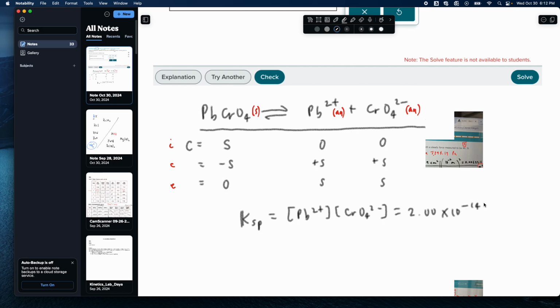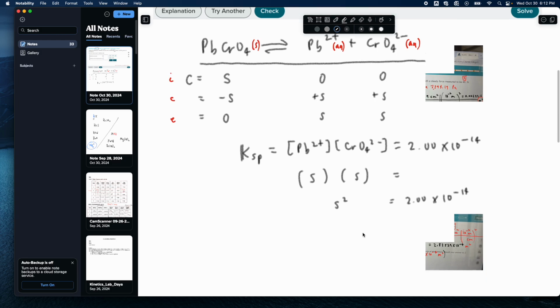Well, it looks like I can now replace those two. This is going to be S times S at equilibrium is equal to that. It looks like S squared is going to be 2.00 times 10 to the minus 14. All right, that wasn't so hard. The pure water was not hard. The square root of 2 is 1.414.